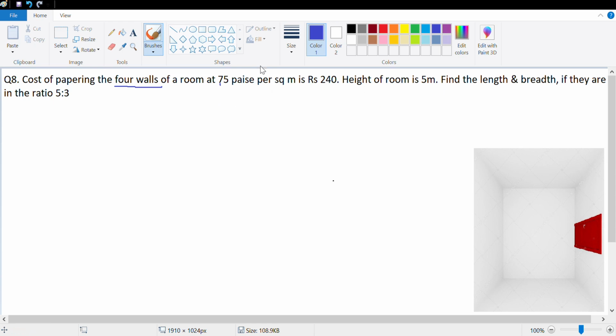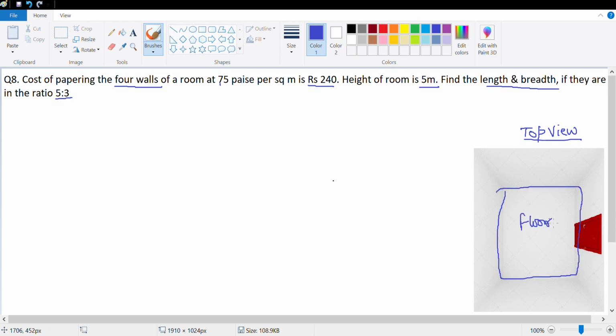Perfect. So cost of papering is rupees 240, height is 5. We need to find the length and the breadth if they are in the ratio 5:3. So I put a small picture here. This is the top view of this room that we are talking about, just for your reference and understanding. So what you see here, this one is basically the floor. You are watching this picture from the ceiling, that's why the ceiling is not visible.